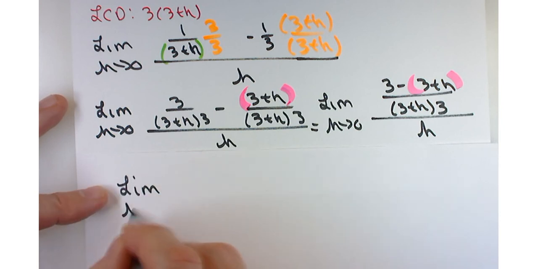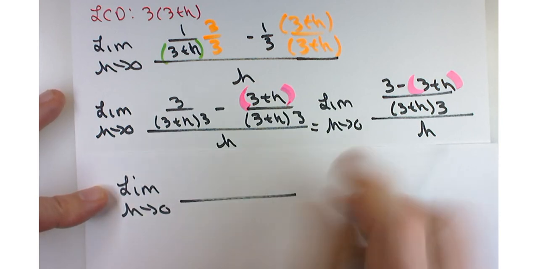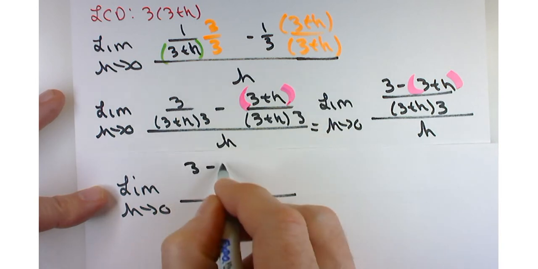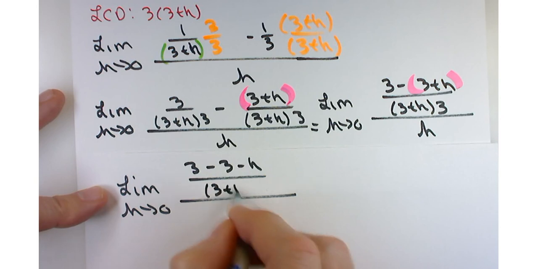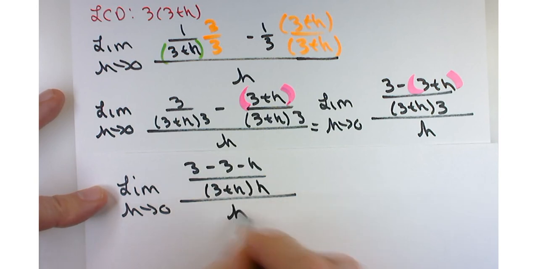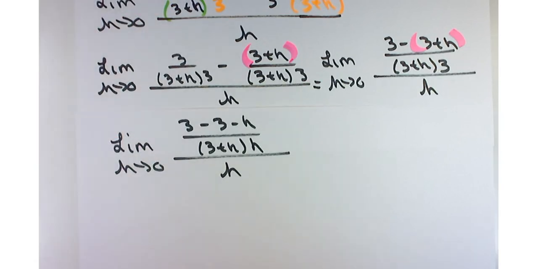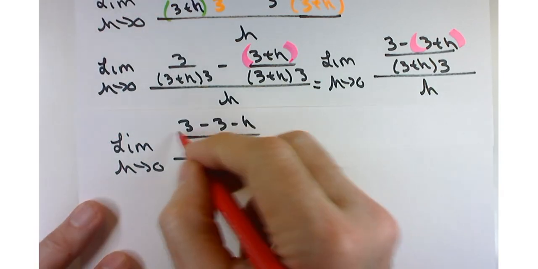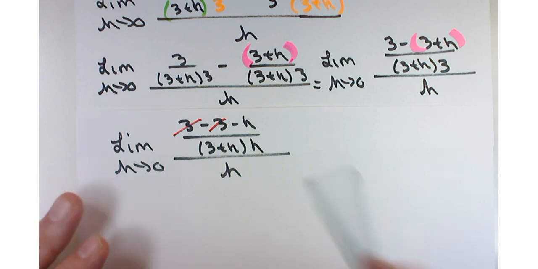Limit as h approaches 0. It's going to be 3 minus h over 3 plus h times h over h. And finally, Ashley, here's the answer to your question. Those 3's cancel each other out. And I'm getting real close now to what I need.